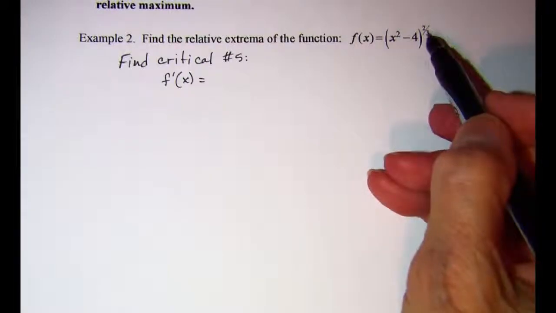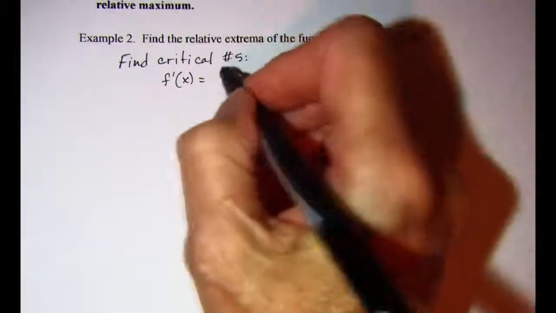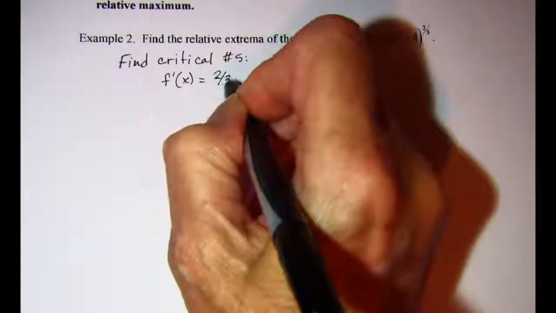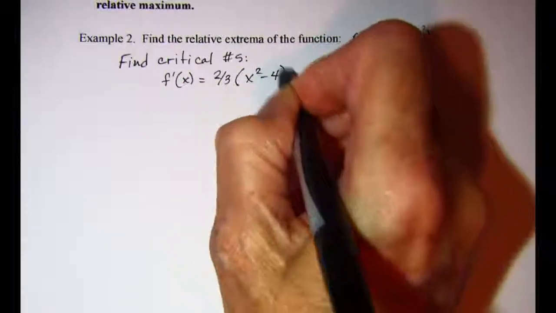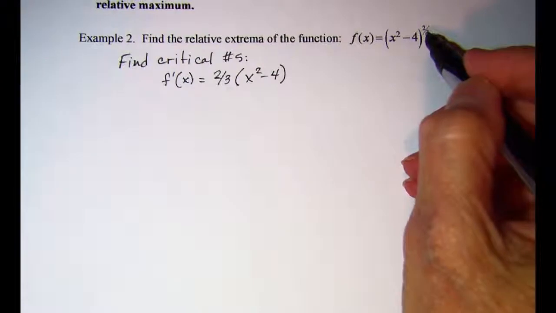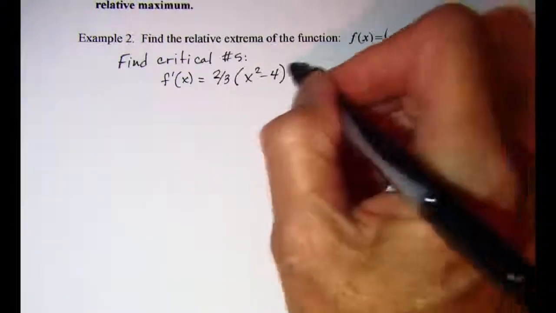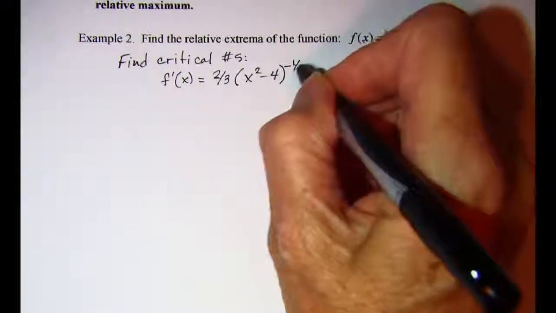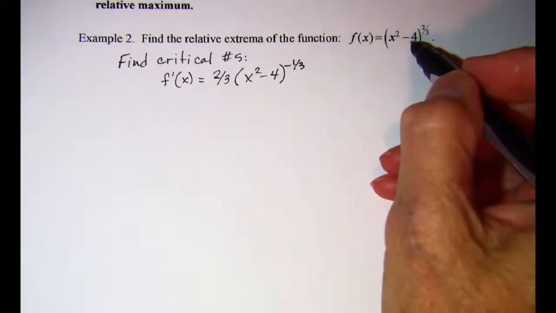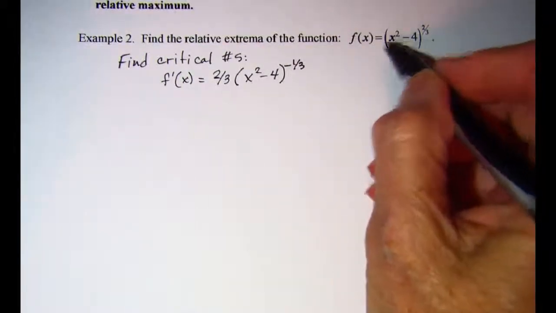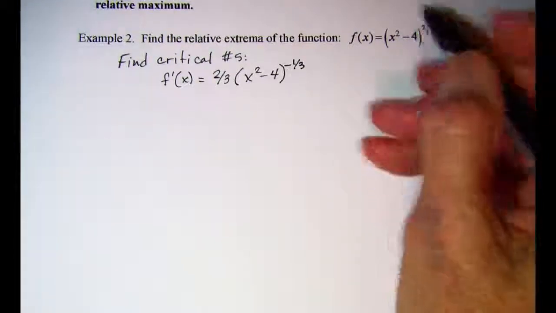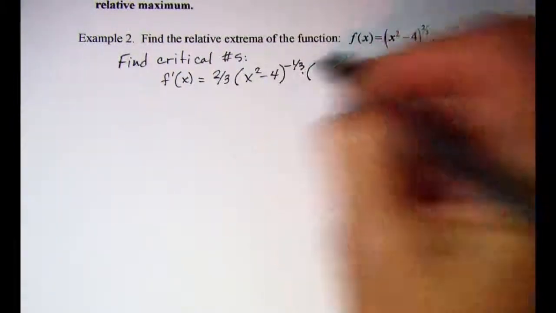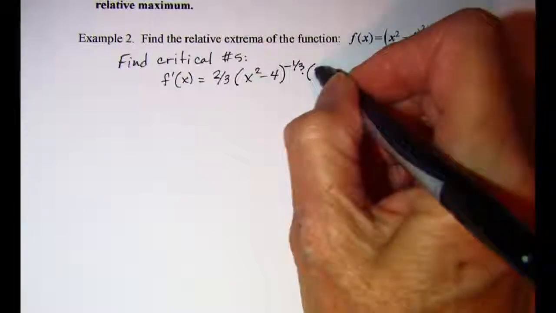So that will be 2/3 times this quantity raised to the 2/3 minus 1, which is negative 1/3. And then multiply that by the derivative of what's inside. So inside we have x squared minus 4. The derivative of that's going to be 2x.